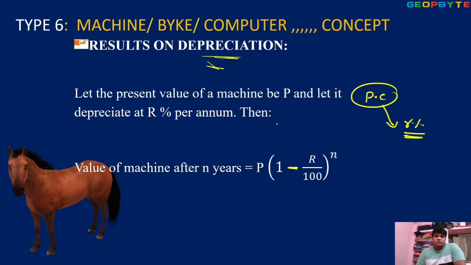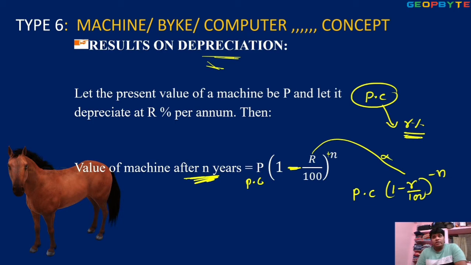Same methodology. Small p means the present cost. The cost decreases, so the minus symbol. After n years, that's why plus n. Suppose they are asking n years back, so p is the present cost, 1 minus r by 100 whole power minus n. Whether smaller or bigger, whatever it may be, both are the same. I just want the rate percentage only.